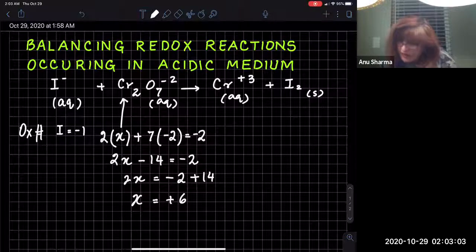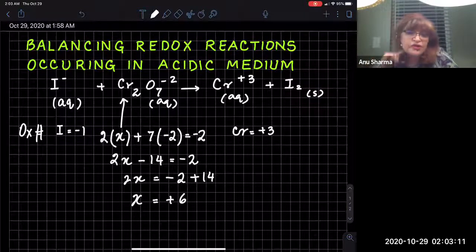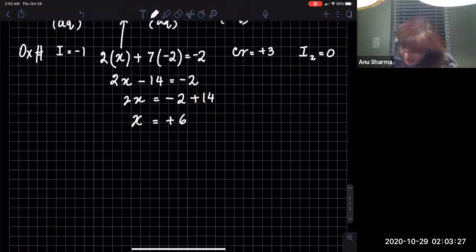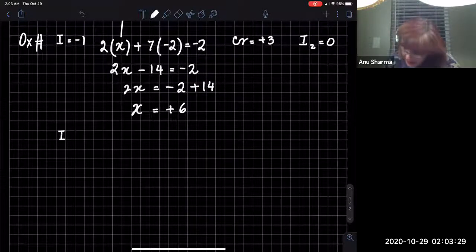Okay, anyway, so here comes the chromium. The oxidation number of chromium is equal to +3. So generally the oxidation numbers are equal to the charges, okay? So the oxidation number of chromium is +3, and the oxidation number of diatomic iodine is 0. So I2 is equal to 0. So let's see what's happening here. Which one is getting oxidized and which one is getting reduced? So we clearly see iodine has gone from -1 to 0.